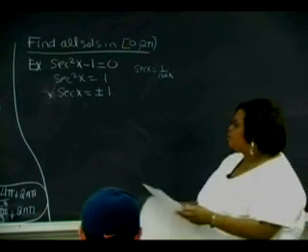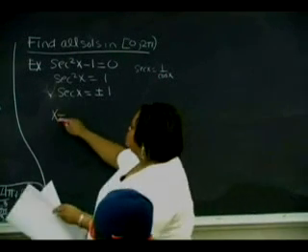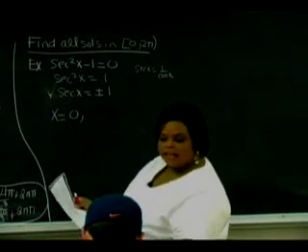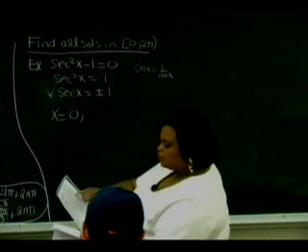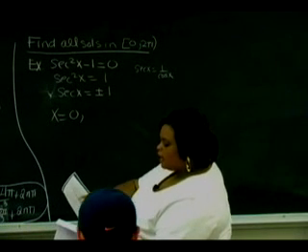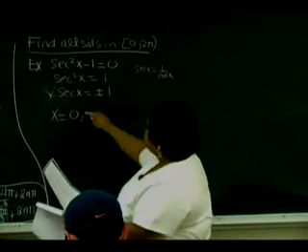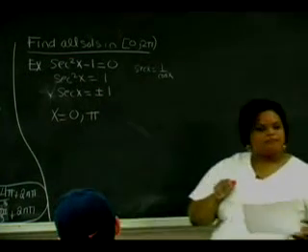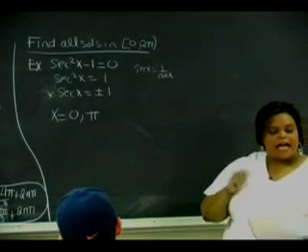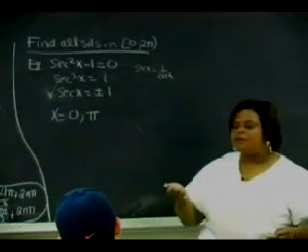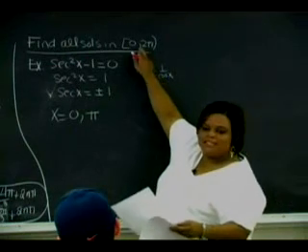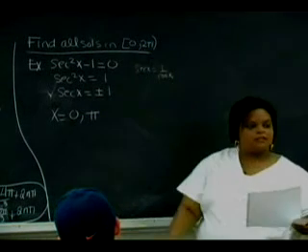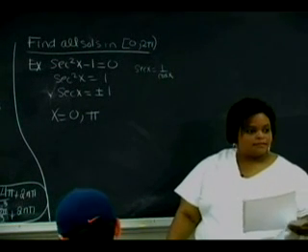Positive 1 is what? 0, right? Cosine is the first one. So that's 1. I go on around. Negative 1 is what? Pi. And that's it, isn't it? That's all, right? I don't have to worry about adding plus 2n pi because I have a specific interval that I'm dealing with.